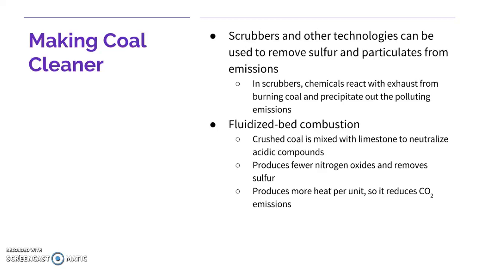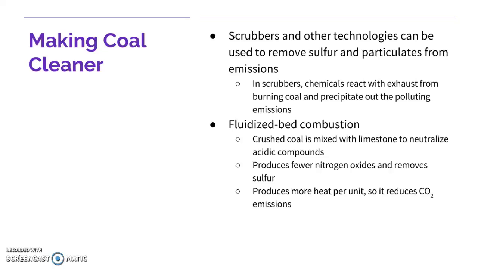So if we're going to continue using coal, we need to make it cleaner. So one of the things we've done is we've developed this technology called scrubbers, and it can be used to remove sulfur and particulates from the emissions from coal. In scrubbers, chemicals react with the exhaust from burning coal, so it's going to precipitate out the polluting emissions. What that means is usually it comes out in a gas form, and so it escapes into the atmosphere, but here it's going to come out in a solid form, which is easy to collect.